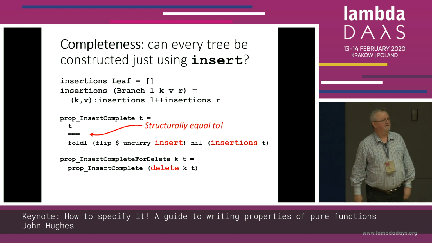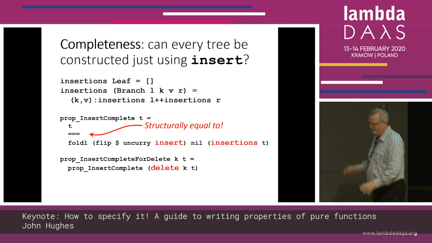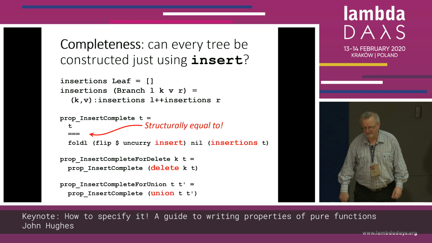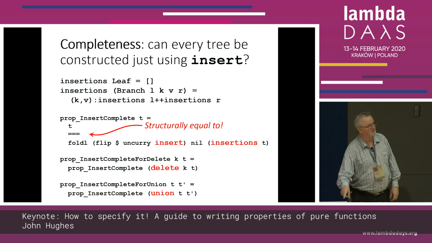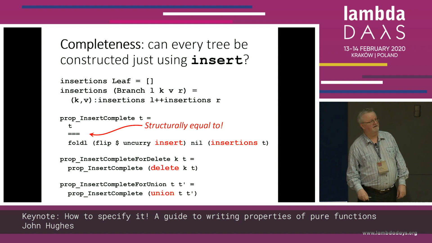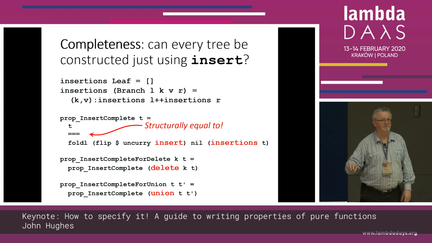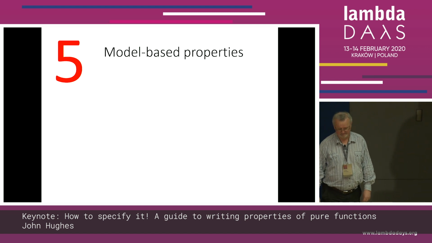What about trees that are returned by delete or union? OK, so there is a problem, but it's easily fixed. I just have to write a couple of additional properties. One that says that, yes, this property really holds of trees returned by delete, and another that says, yes, it really holds of trees returned by union. And with these two additional properties, then I really am going to be able to test that every tree can be built just using insert.